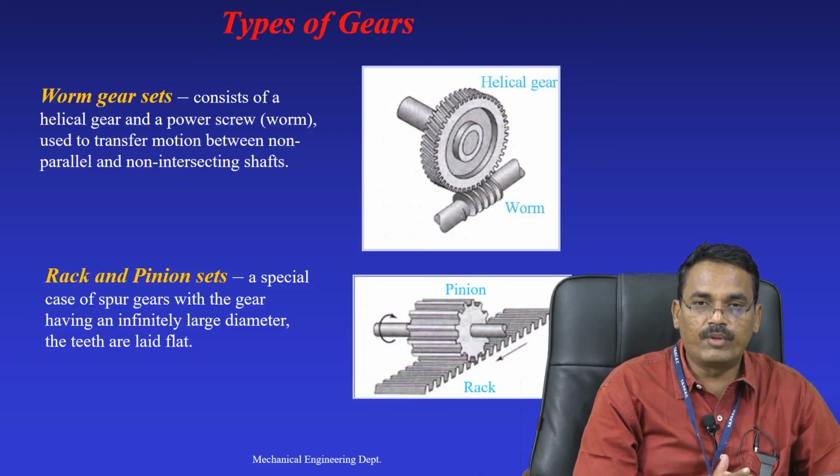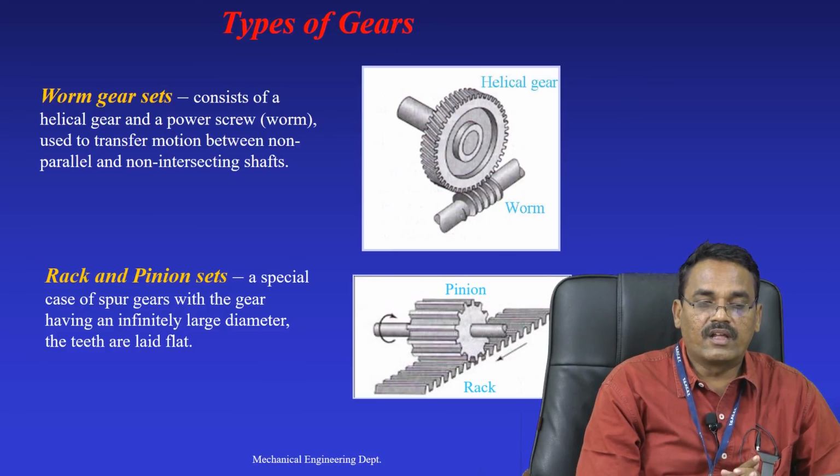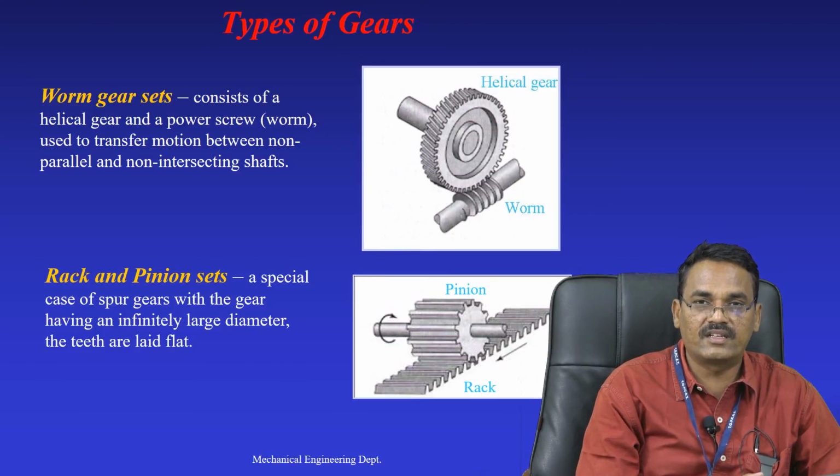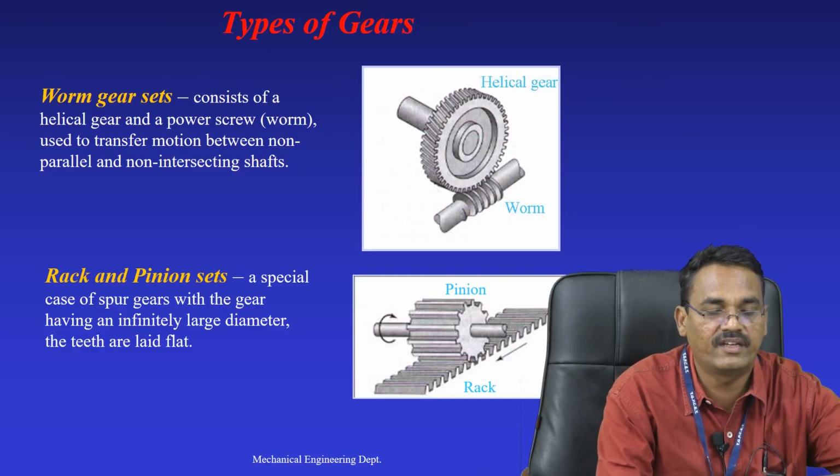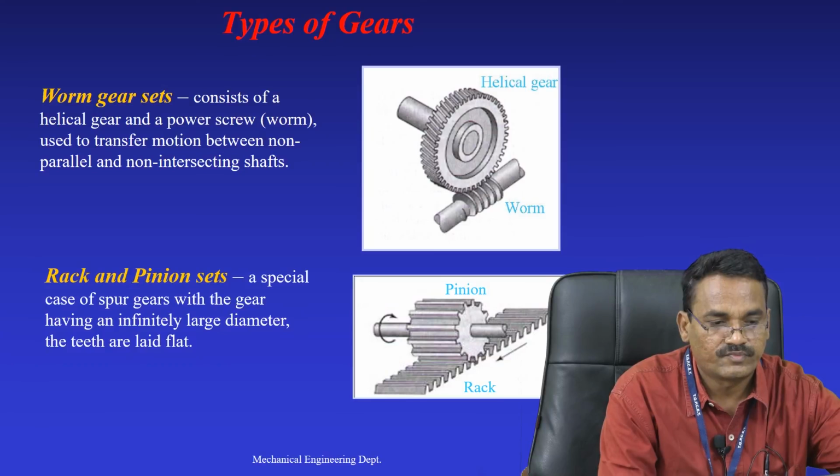From both figures it is concluded that the axis of the pinion and the axis of the gear are neither parallel to each other nor intersecting to each other. That's why examples of such gears are called the worm gear set or the rack and pinion gear set. Thank you.